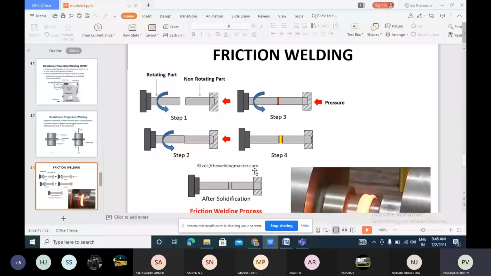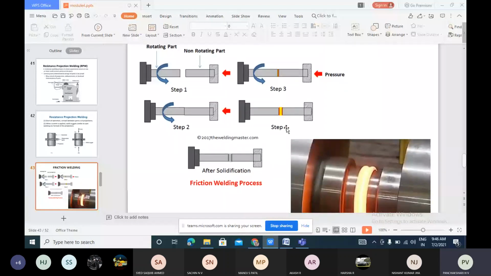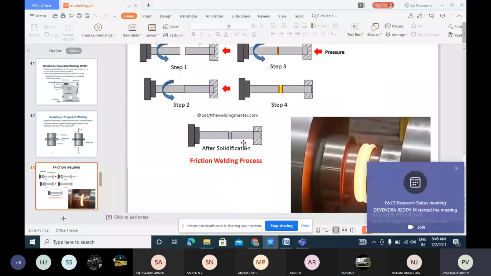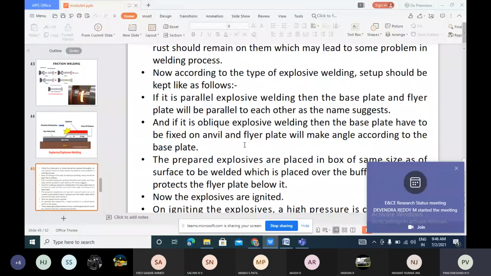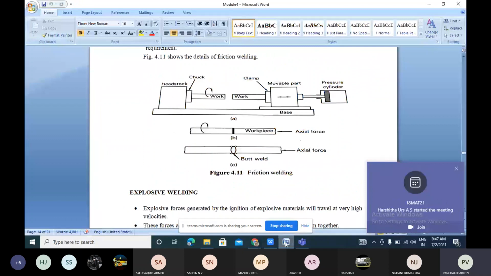For joining very thick metals end to end, this type is carried out. Because with normal arc welding of very thick metal parts, the arc may not reach the center part. By this method, it gives a uniform type of welding. So this type of welding is called friction welding, because the welding heat required is obtained by means of friction.